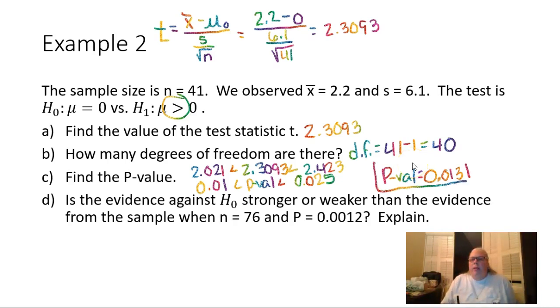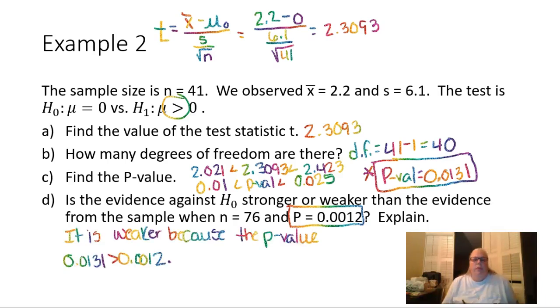We are comparing the p-value that we found here against the p-value that was found in another experiment. And remember, we said the smaller the p-value is, the stronger the evidence is against the null hypothesis. So our p-value is actually weaker evidence because our p-value that we found is more than the previous p-value. All right, and here's our explanation. It is weaker because the p-value 0.0131 is greater than 0.0012.